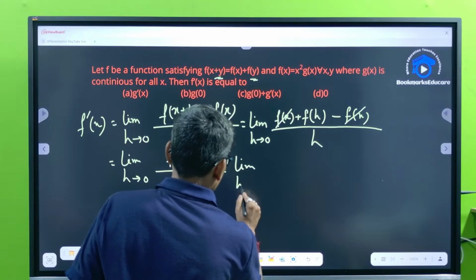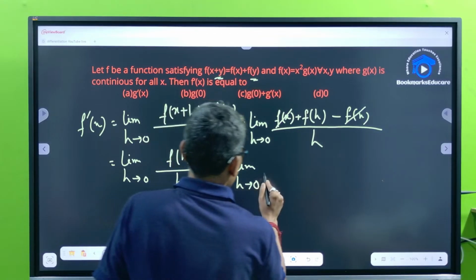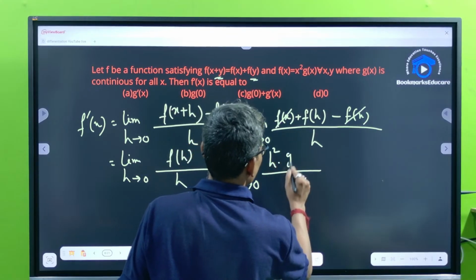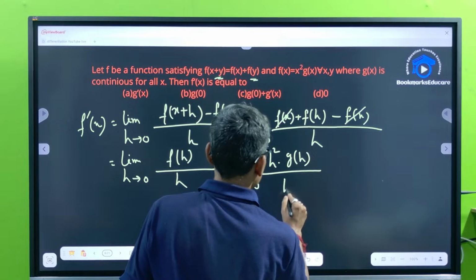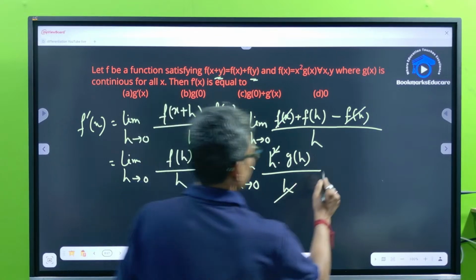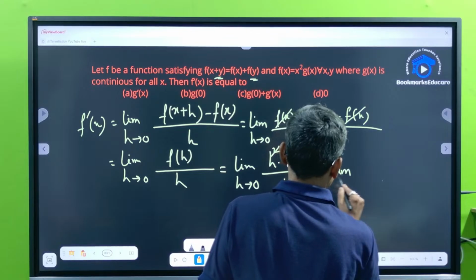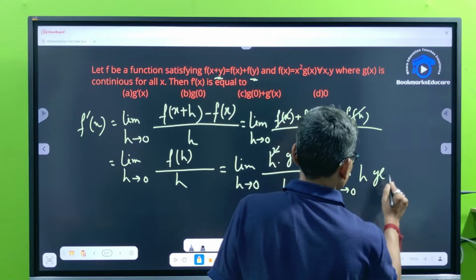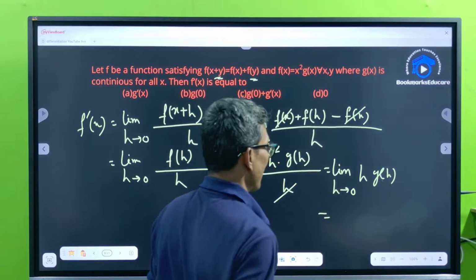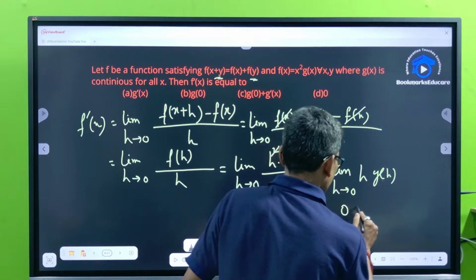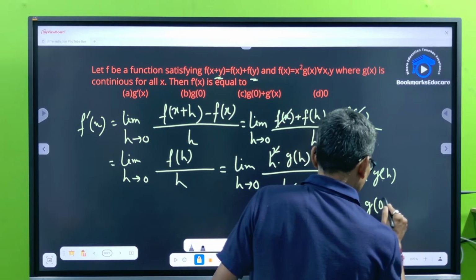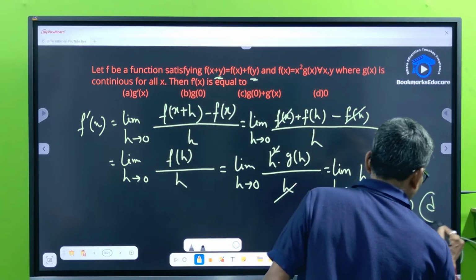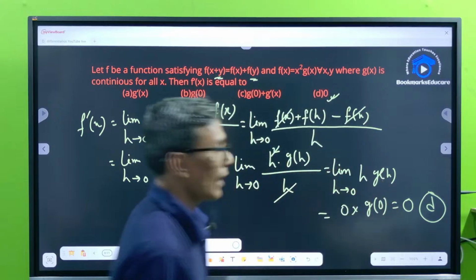So instead of f of h we can write h square into g of h, divided by h. So h will be eliminated. So limit h tends to 0, h into g of h. Just put the value of h: 0 into g of 0 means 0. So the required answer is D. Required option is D. 0 will be the right answer. Okay.